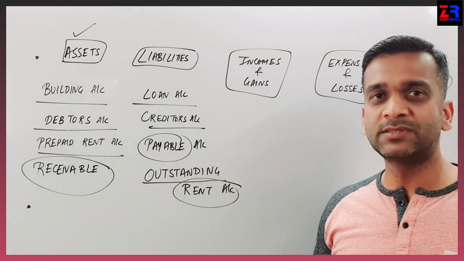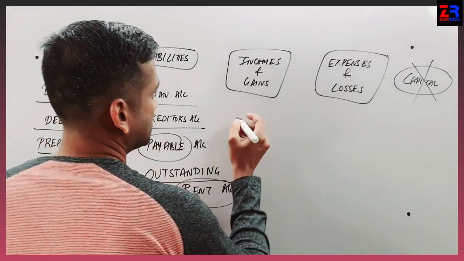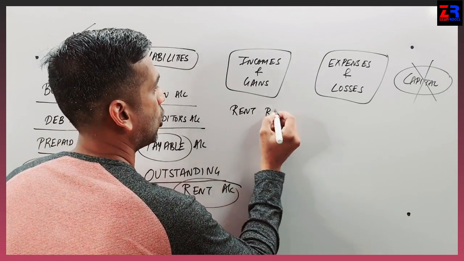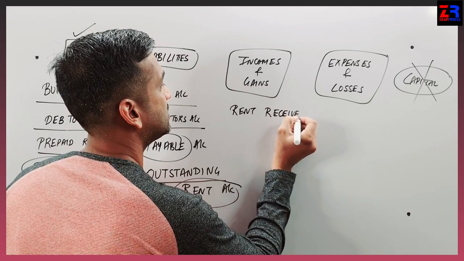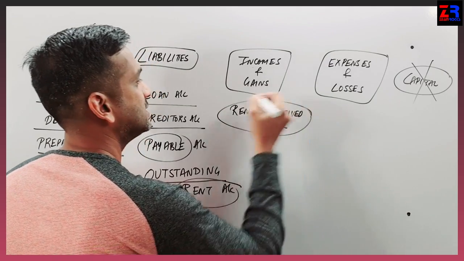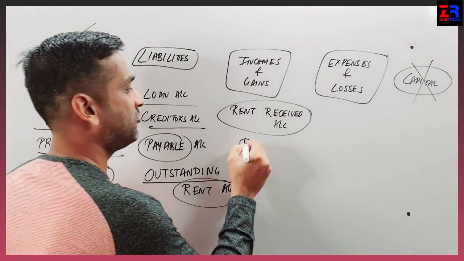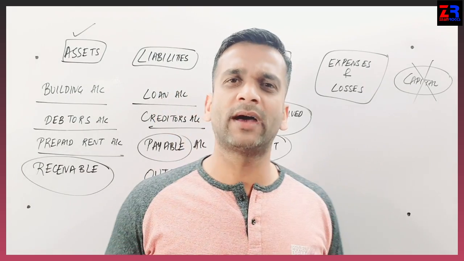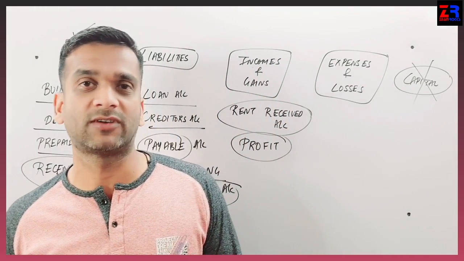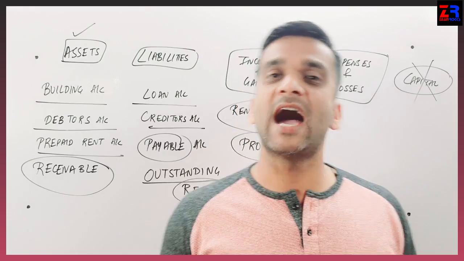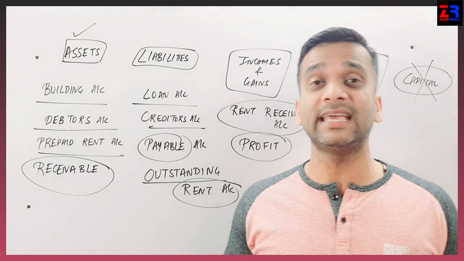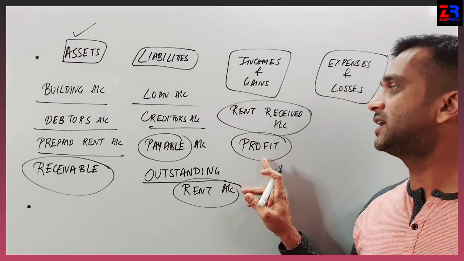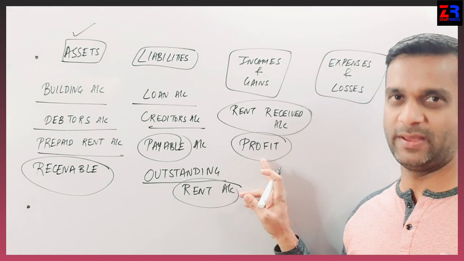आगे चलते. इनकम्स एंड गेन्स. इनकम एंड गेन, जैसे कि इनकम हो गया. क्या इनकम हो गया? मेरा प्रॉपर्टी मैंने भाड़े पे दिया और मुझे भाड़ा मिल गया. रेंट रिसीव्ड अकाउंट इज एन इनकम अकाउंट. Any profit account, I have received a profit on sale of car. I have sold my car and I have received a profit on sale of car. I have received commission. I have received interest from bank. Any income, whatever you receive, any gain, it is an income and gain account. Hope you understand.